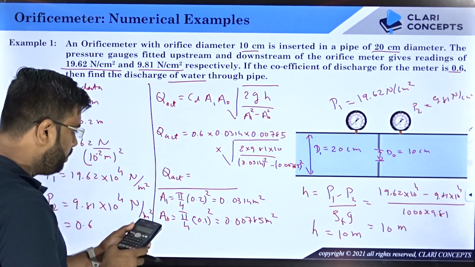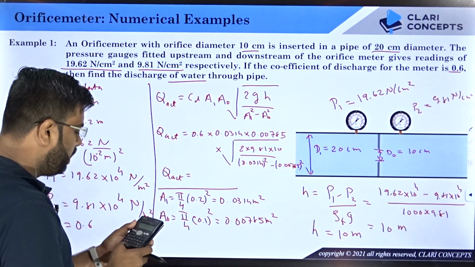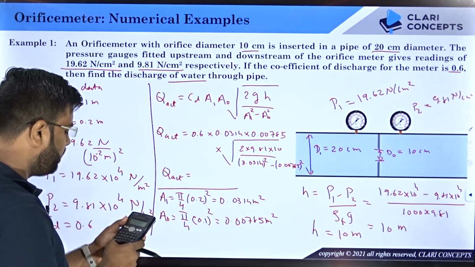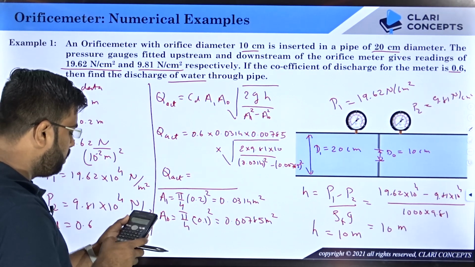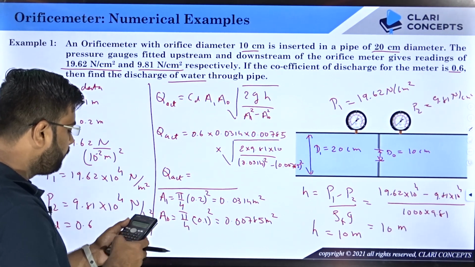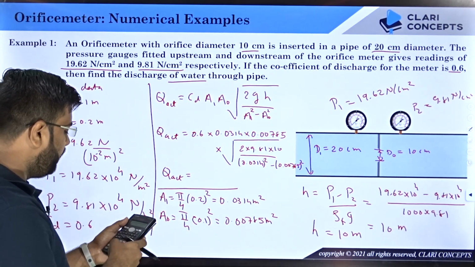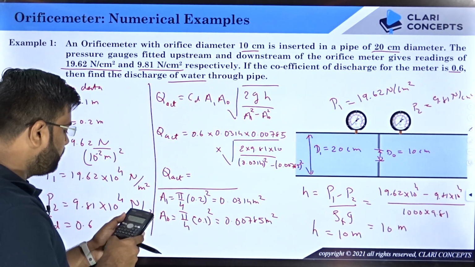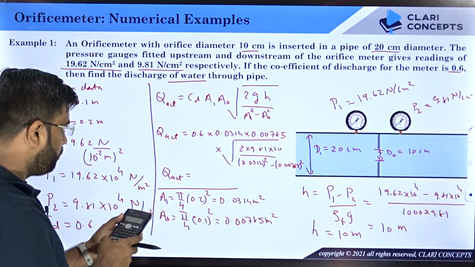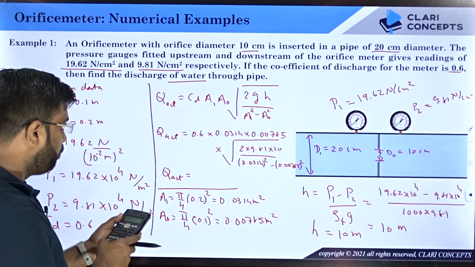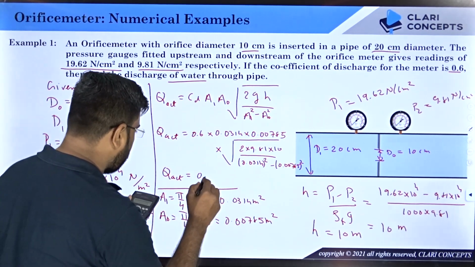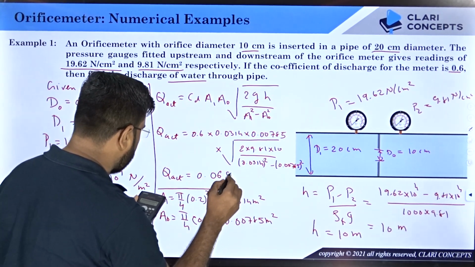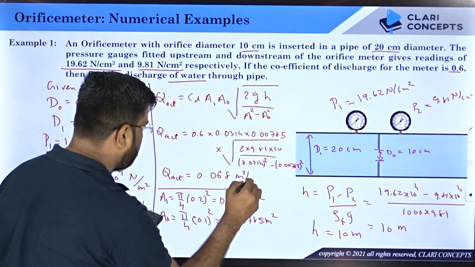This will be 2 into 9.81. Firstly, I'll resolve the bracket divided by 0.0314 square minus 0.00785 square, and under root of that into 0.6 into 0.0314 into 0.00785. I am getting 0.068 meter cube per second.